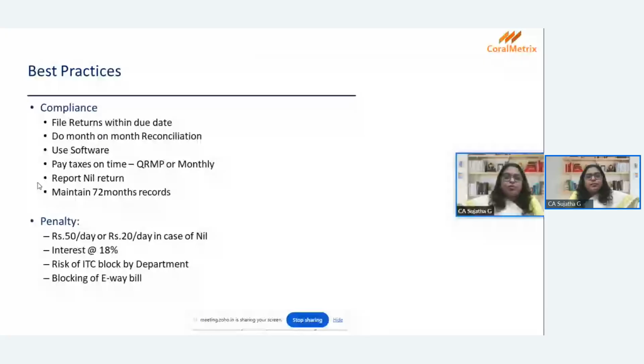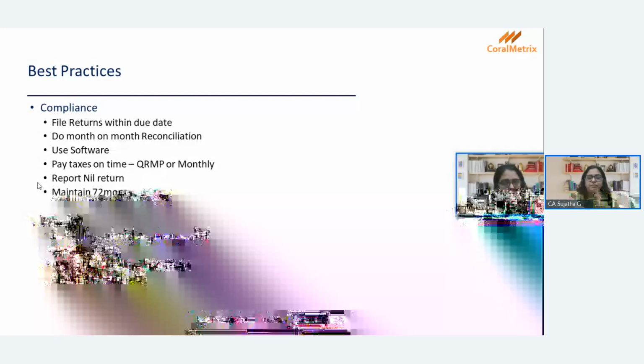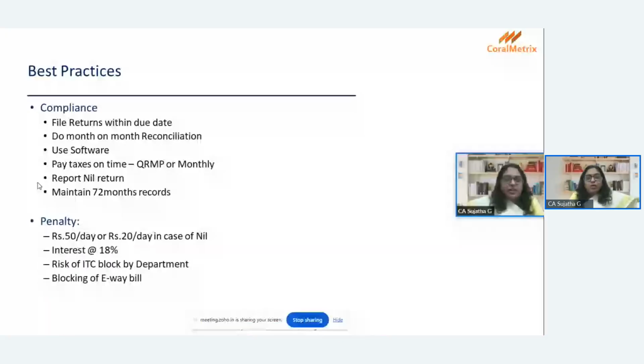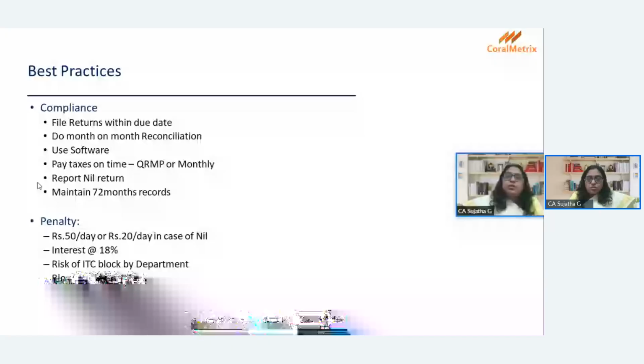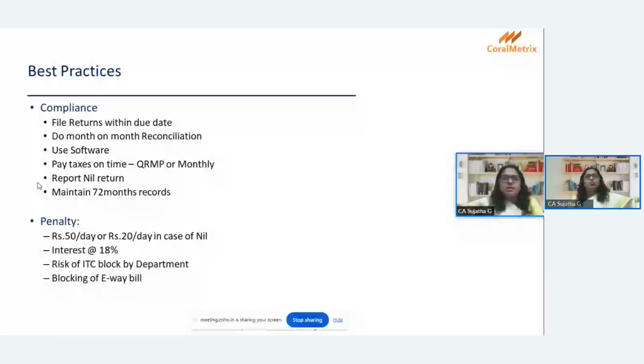And any delayed payment attracts 18% interest. And also, one more important thing: as a taxpayer, you may say, yes, I have some financial difficulties, I am unable to file. But still, there is every possibility that because of your non-filing, your own input tax credit can also get blocked by the department. And also, in case of any taxpayer who is into e-invoicing or e-way bill, their e-way bill can get blocked if they don't file their returns on time. So these are some of the very important reasons why it is necessary for you to file the returns on time and without paying any late filing fee, interest or penalty.